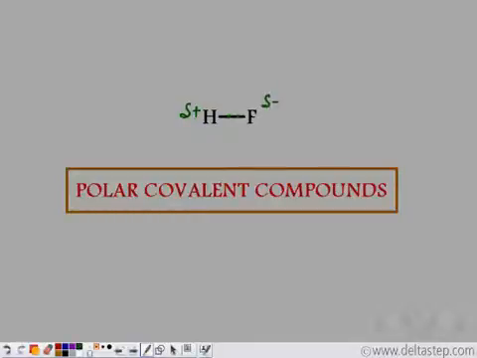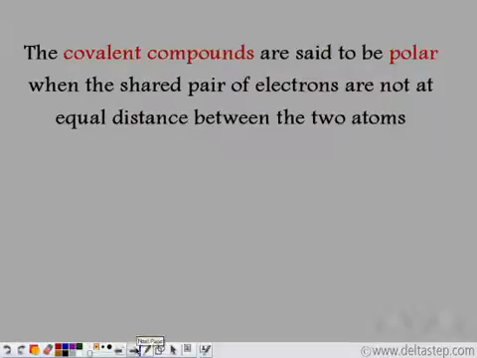Whenever there are 2 different kinds of atoms forming a covalent compound, depending upon the electronegativity, one atom tends to attract the shared pair of electrons more towards itself. And in this case, fluorine gets a slightly negative charge, hydrogen gets a slightly positive charge. So the covalent compounds are said to be polar. They are polar only when the shared pair of electrons are not at equal distances between the two atoms, as one atom tends to attract the shared pair of electrons more towards itself.